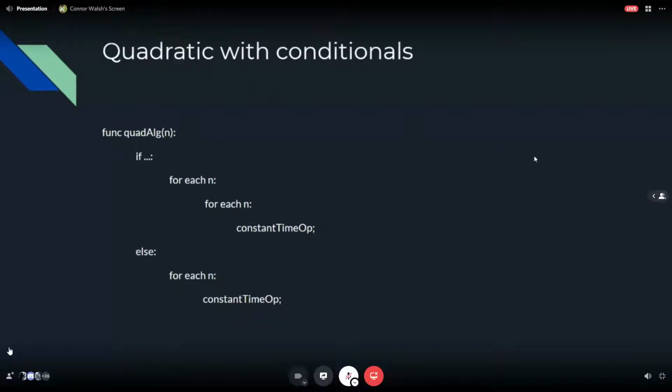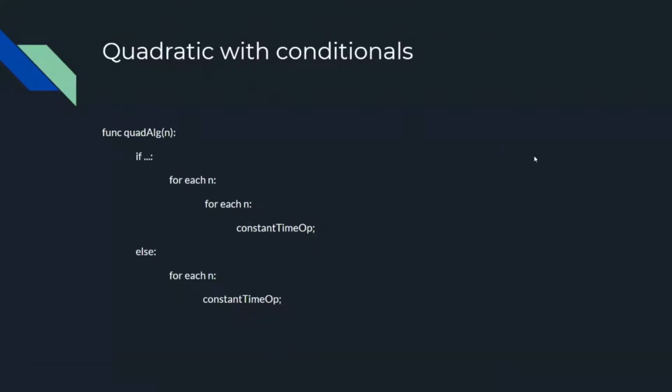So we have quadratic with conditionals, right? This is where you start to look at the difference between worst case and best case. So here, if you're passed n, if something about n, doesn't matter what it is, if something is true, then you're going to do this O of n squared operation that's inside this if statement. So this is a double for loop with a constant time operation. You're going to say, okay, worst case scenario, if whatever this is here is true, we are going to be going through this n squared times.